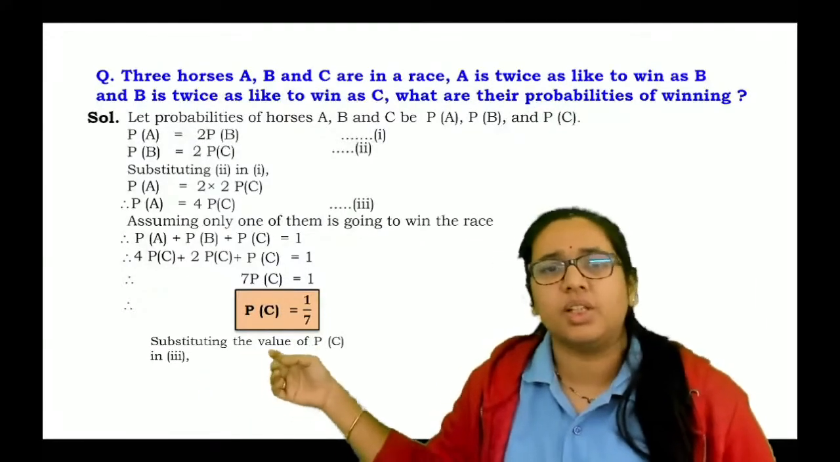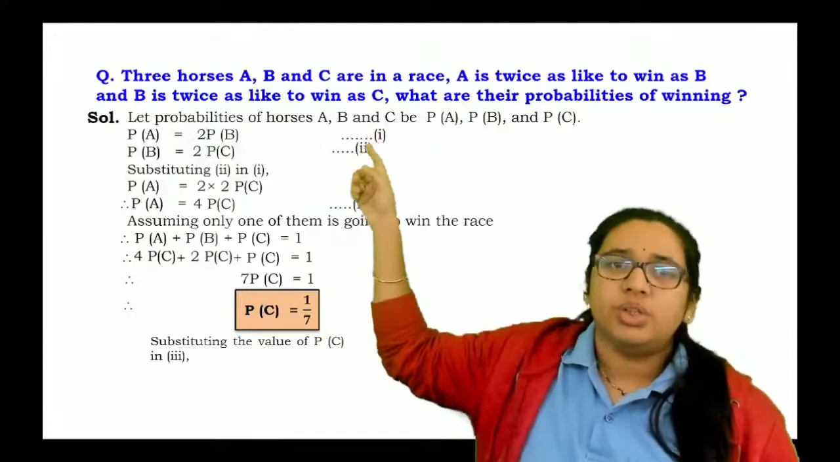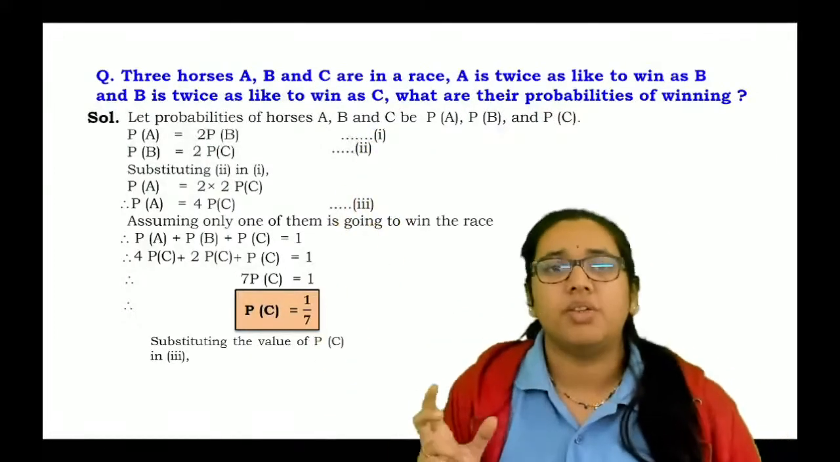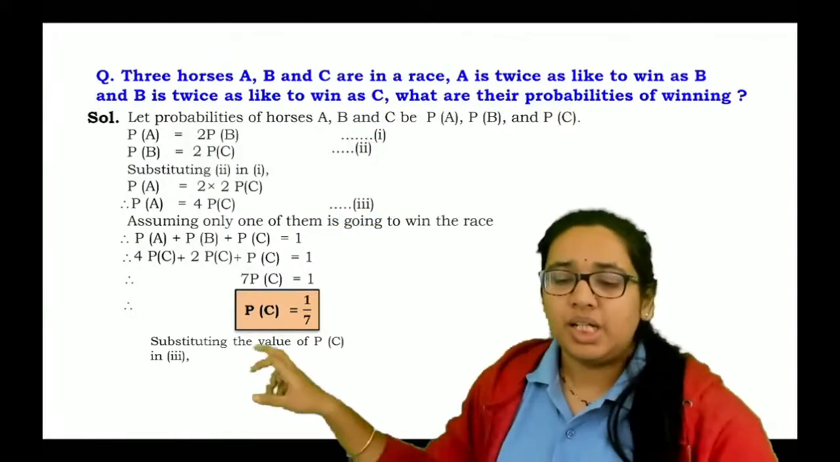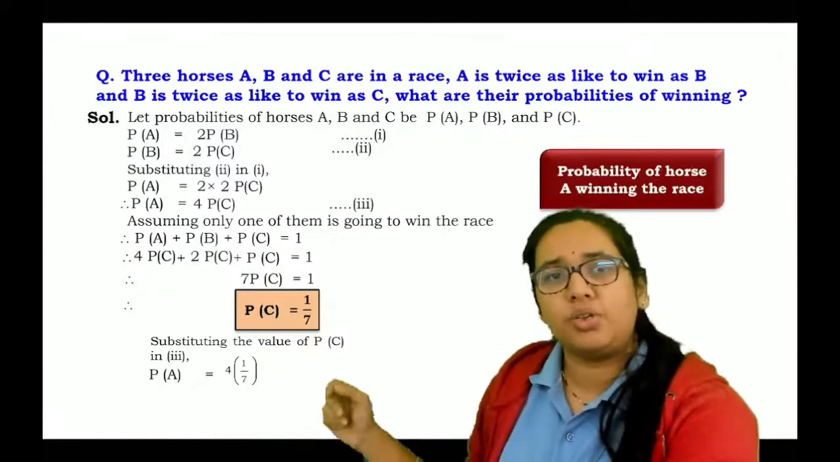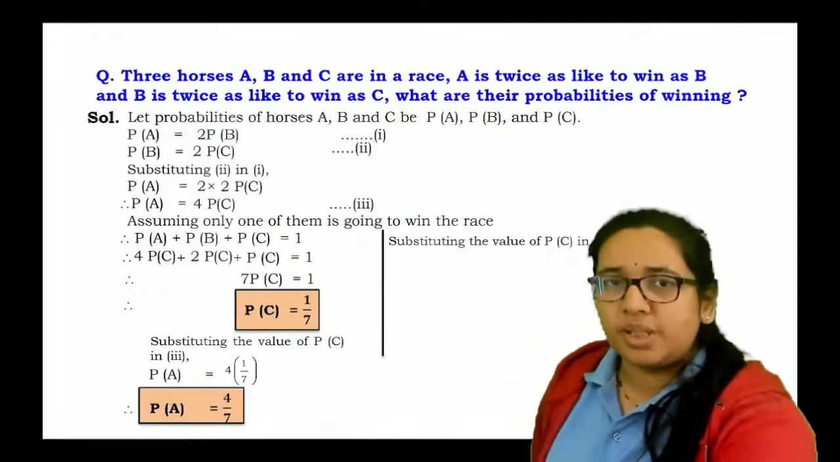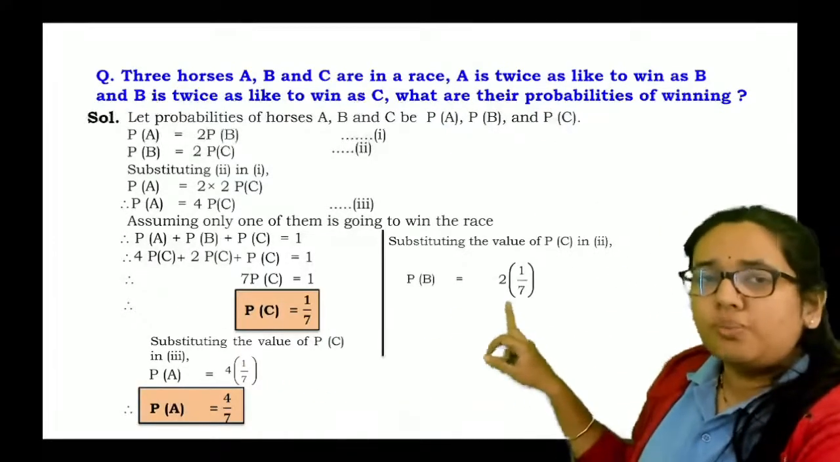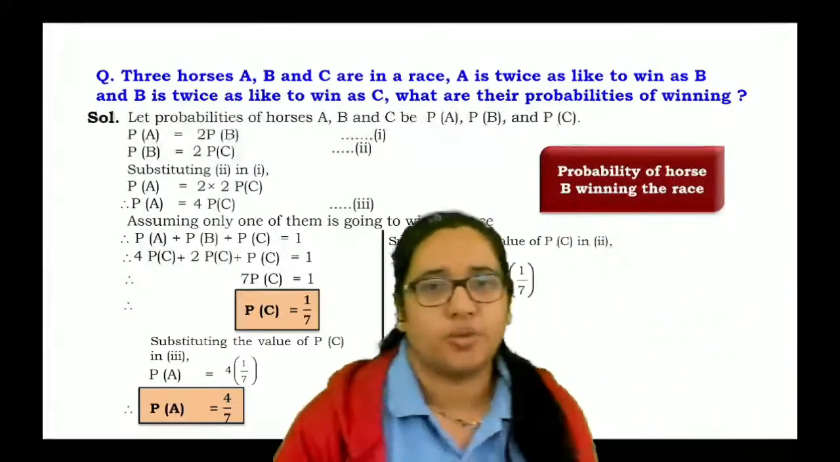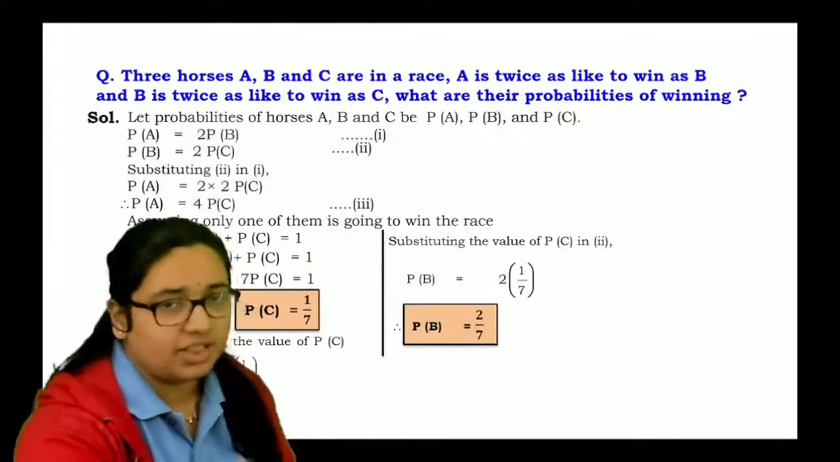So substituting the value of probability of C in 3 and 2, you will get the respective probabilities of A and B. As probability of C is 1 upon 7, probability of A will be 4 times probability of C, that is 4 by 7, and probability of B will be 2 times probability of C, which equals 2 upon 7. This will be the final answer.